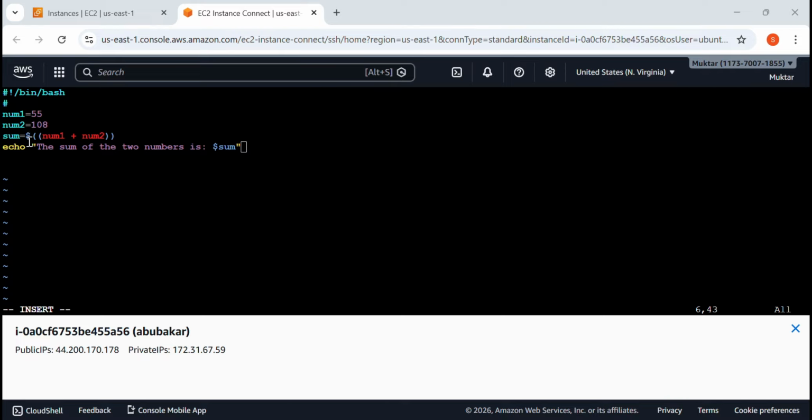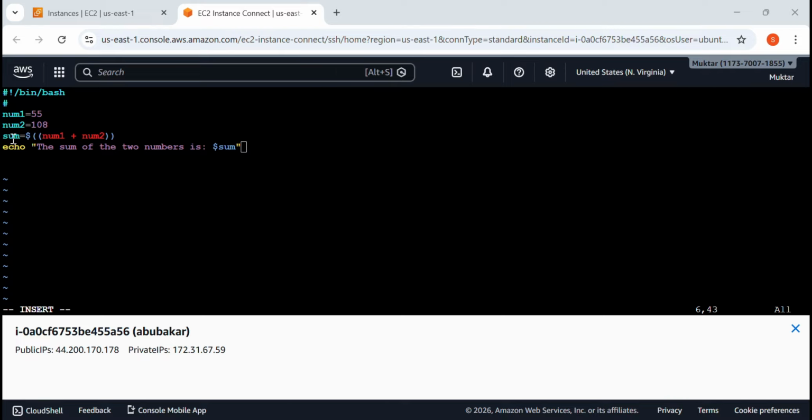Now let us define the two numbers that we use. I'm going to use 55 and 108 as working values throughout this entire video. So num1=55, as you can see right here, I did not put spaces. The same with num2=108, no spaces. These two variables store the numbers that we want to use in the arithmetic.